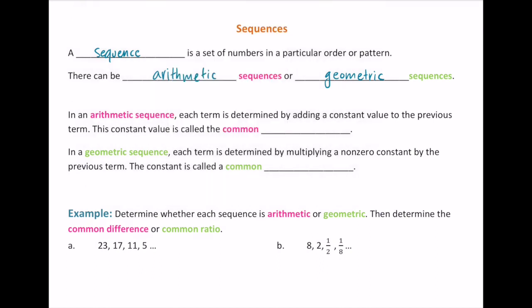In an arithmetic sequence, all you have to remember is you add to get to the next number, and a geometric sequence means you multiply to get to the next number. So an arithmetic sequence, each term, and a term is just a number, is determined by adding a constant value to the previous term. So we're always adding the same number to get to the next number. That value is called the common difference. And a lot of the times we'll see that represented by D.